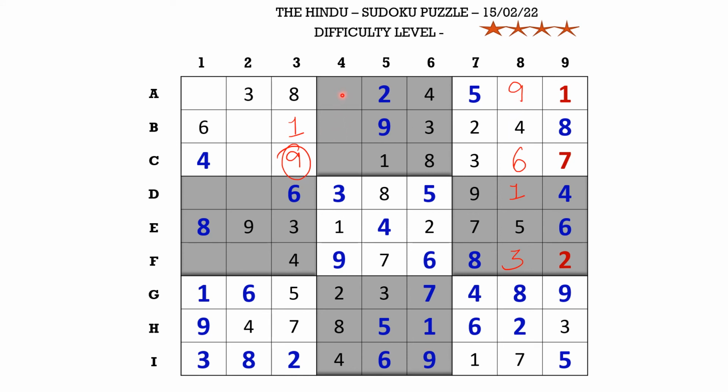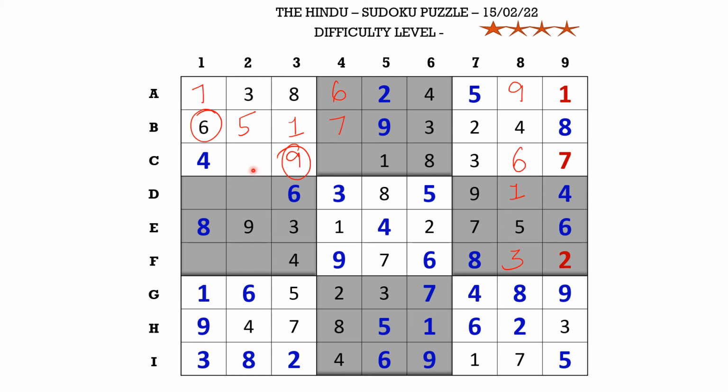In A row, the missing numbers are 6 and 7. There is a 6 here, so A4 takes 6 and A1 takes 7. In row B, the missing numbers are 5 and 7. There is a 7 blocking here, so B2 takes 5 and B4 takes 7.